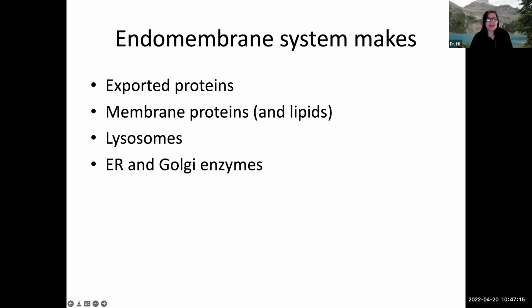So here is what the endomembrane system does. All those things working together have 4 objectives. They make all the exported proteins for the cell. So if the cell needs to send something out, let's suppose it's a B cell, what is the primary job of a B cell? What does it spend its time doing? Making antibodies, and antibodies are proteins. So it's exporting proteins. So the endomembrane system is how that happens.